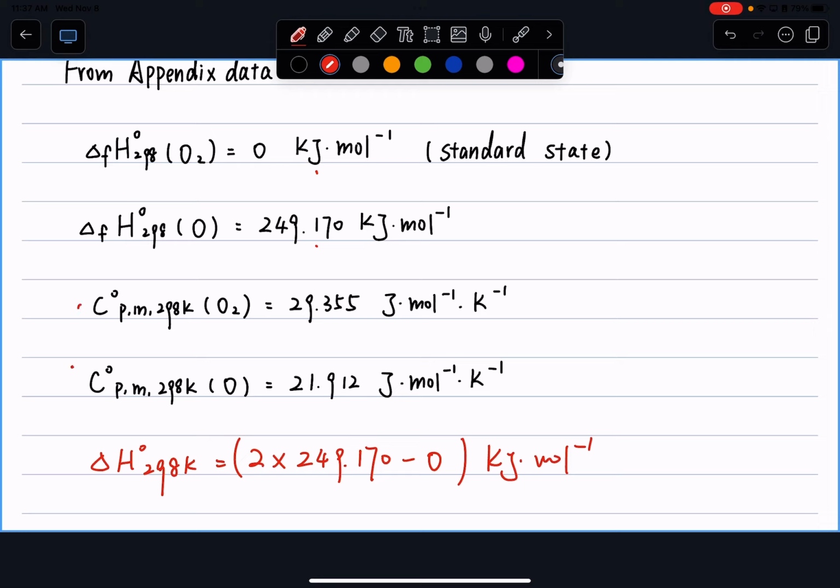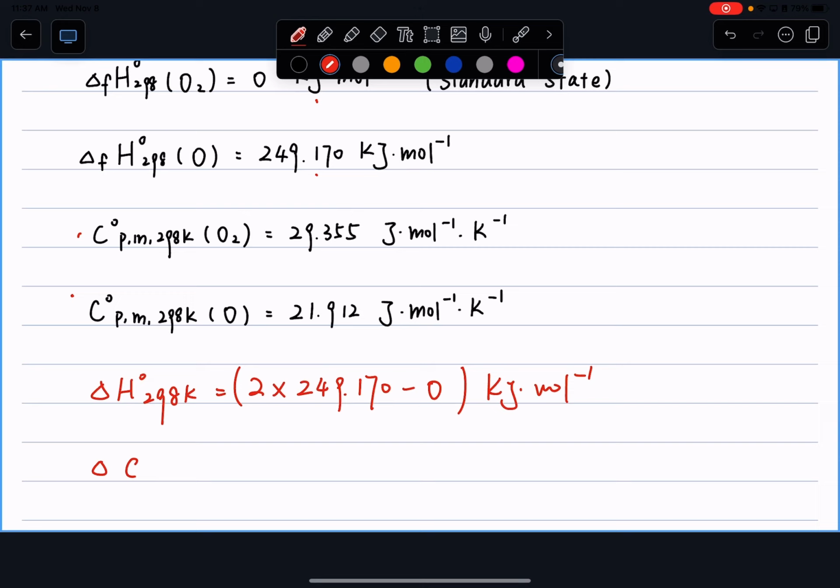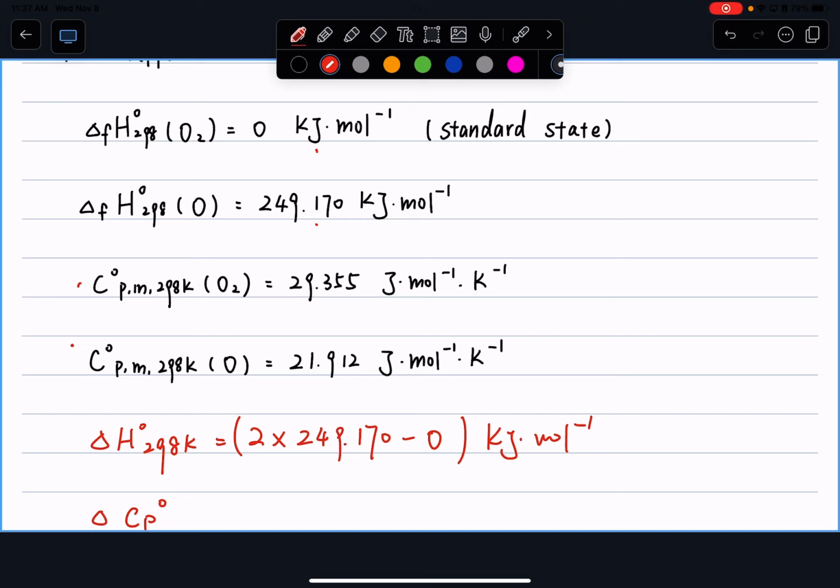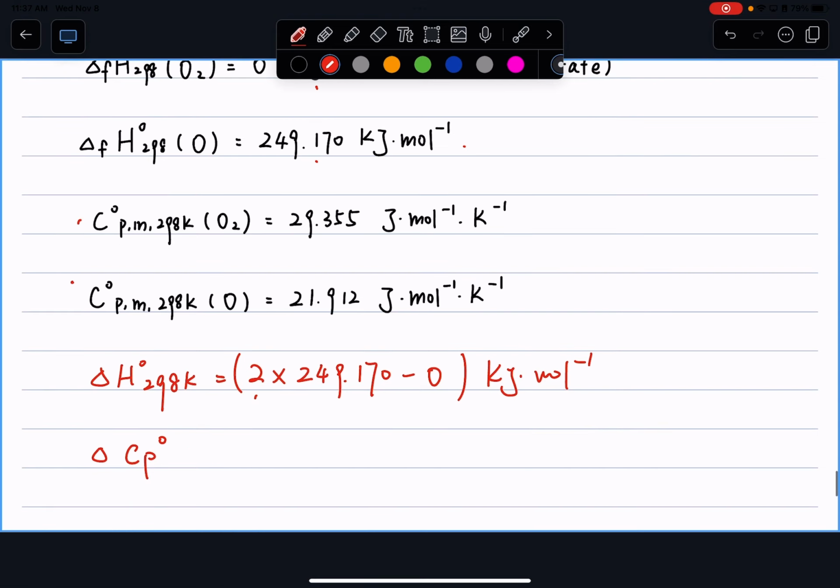And then you can calculate the change of your heat capacity, or delta Cp naught. Yes? Why are the units kilojoules per mole if you're technically multiplying by 2 moles? This one is just, first of all, the coefficient doesn't have any unit. Yes. Next one, we're talking about the change of your heat capacity, right? So delta Cp naught equals, again, product minus reactant. So 2 times 21.912 minus 29.355. We have joule per mole per Kelvin.